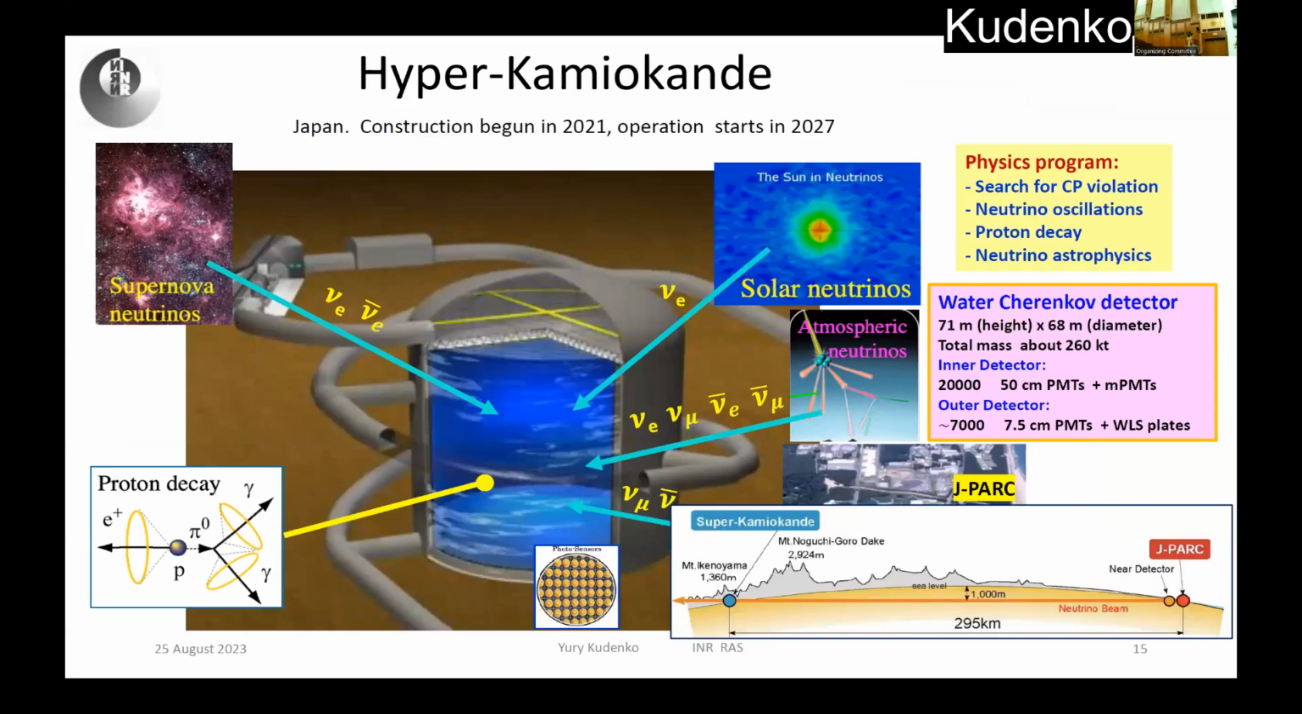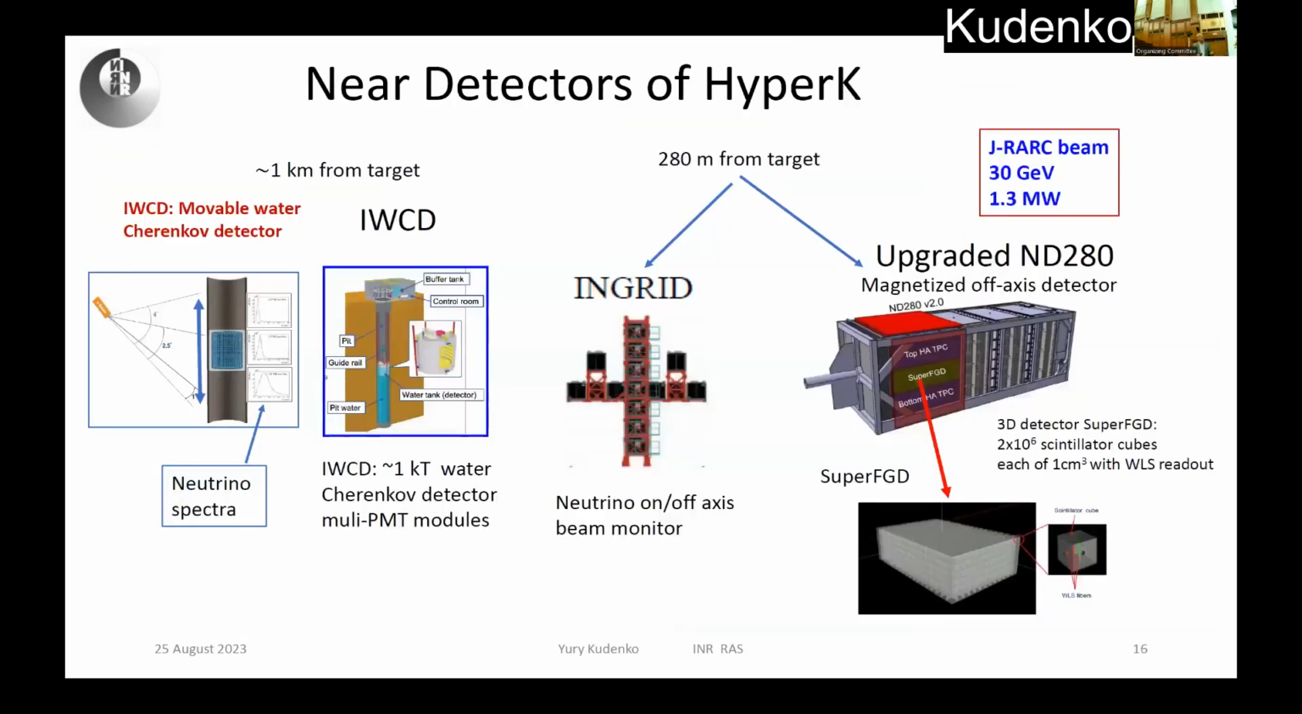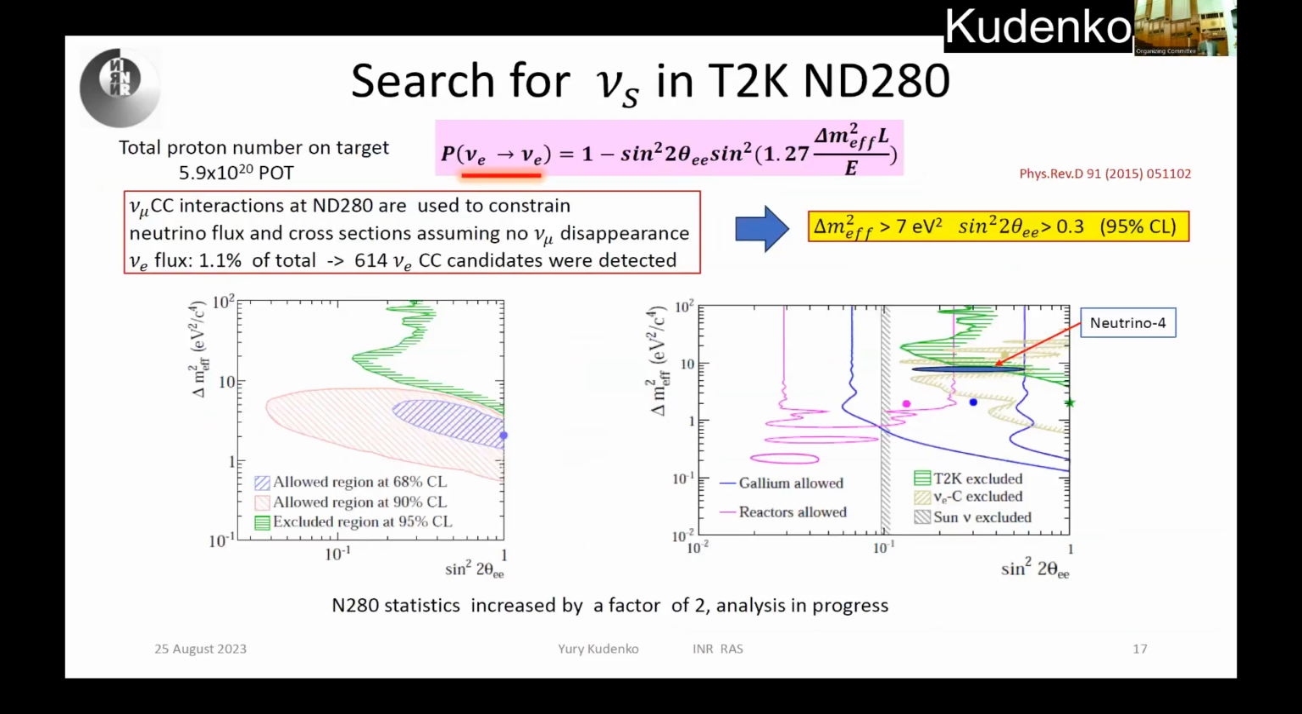And the final project, Hyper-Kamiokande, also under construction from 2021 and expected to start in 2027. It's a far detector with a huge program, and the near detector will also be used for this experiment, because the main goal of this experiment, of course, is the search for CP violation and the study of neutrino oscillations. So I already mentioned this upgraded near detector, and an intermediate water Cherenkov detector will also be built. So now we have such instruments, some of them running, some of them to be constructed, and results already obtained, and what we can expect.